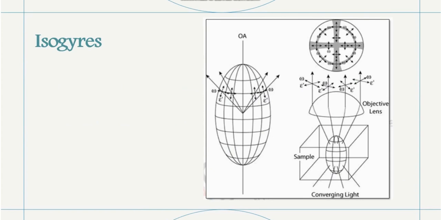Now, last but not least, we have what we call the isogyres. The isogyres are simple. They form what you call the dark cross. They are defined as the locus of points at which the transmitted rays have 0 amplitude of vibration. They are called the dark cross, or the locus of points at which the transmitted rays have 0 amplitude of vibration.